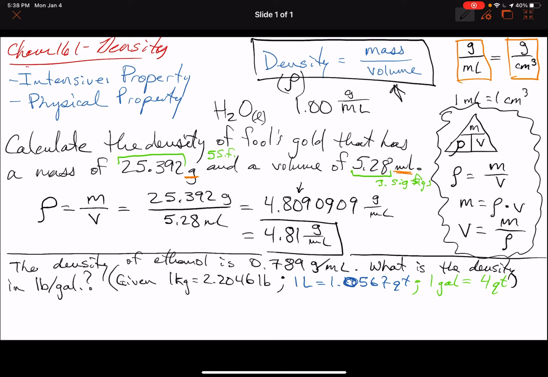Okay, so we're already given the density here, and what we want to do is set up some calculations that make use of these identities that were provided in the given information. So we'll start with what we know and what we're after. We're after some answer here that has units of pounds per gallon. And we're going to start with the information we have, which is 0.789 grams per milliliter, is what we were given.